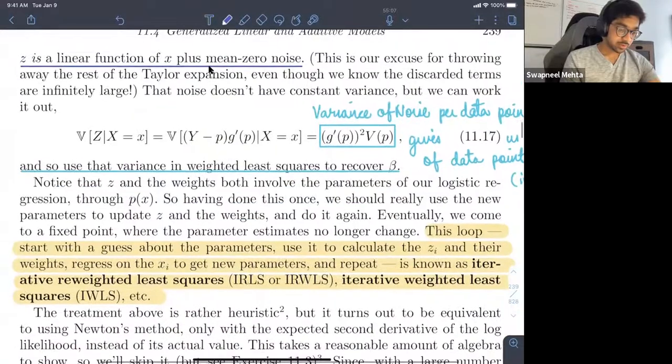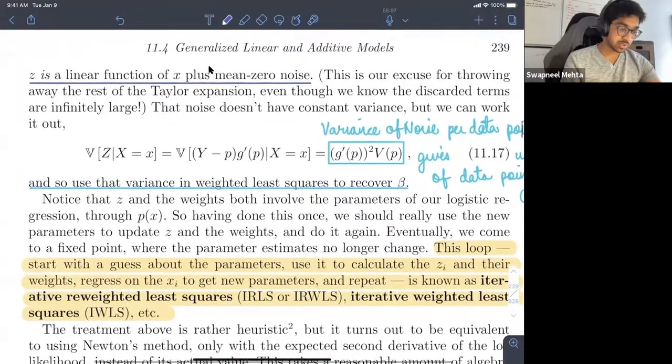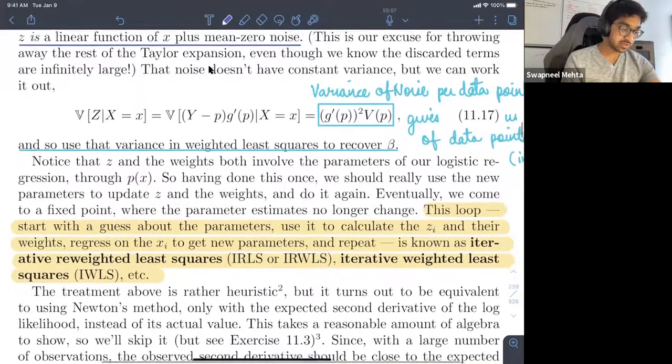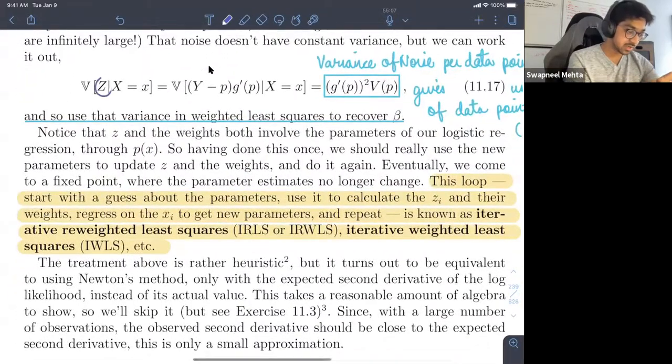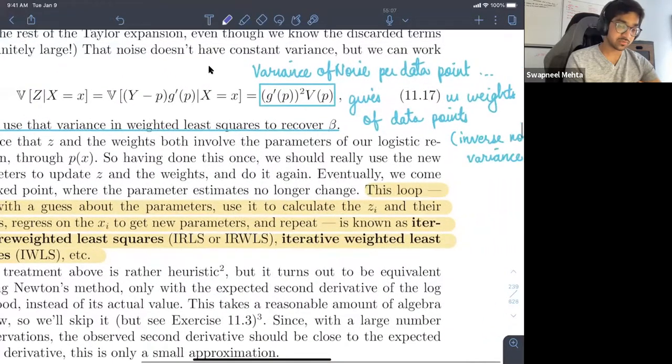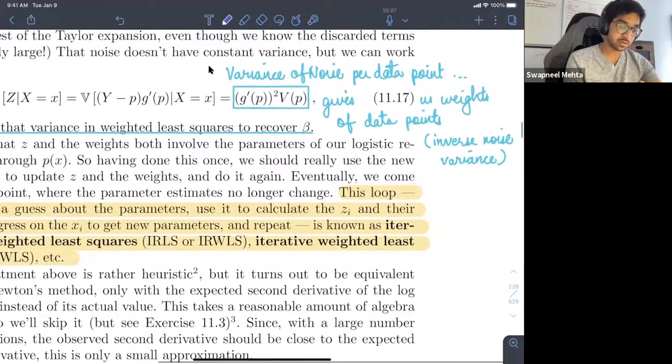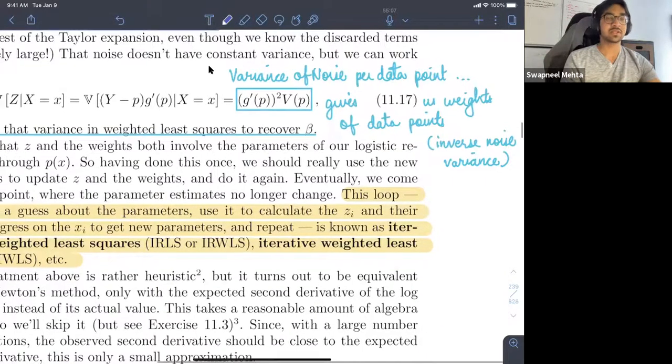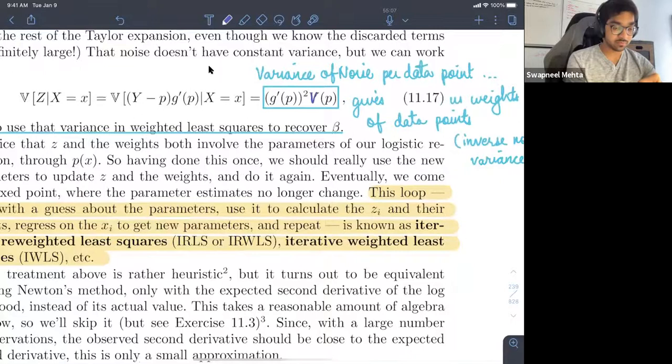So the second thing we want to know is about the variance of the estimator that we have built. The variance of our effective response is equal to g dash of p squared times the variance of p. So the variance of noise per data point gives us weights of data points, inverse noise variance. This V of p term is coming from the variance of the noise.